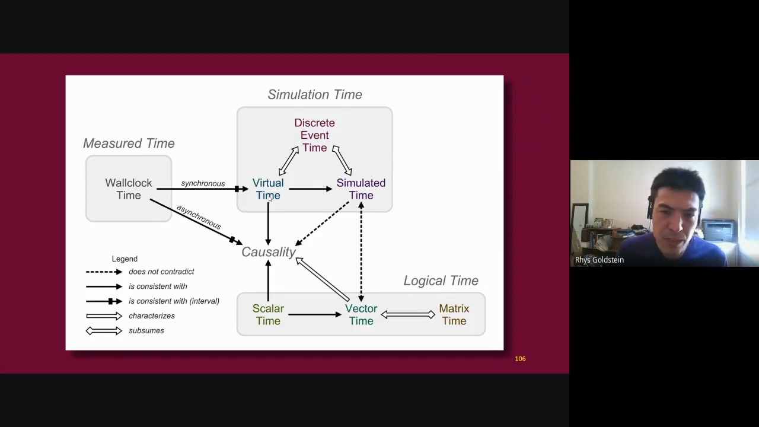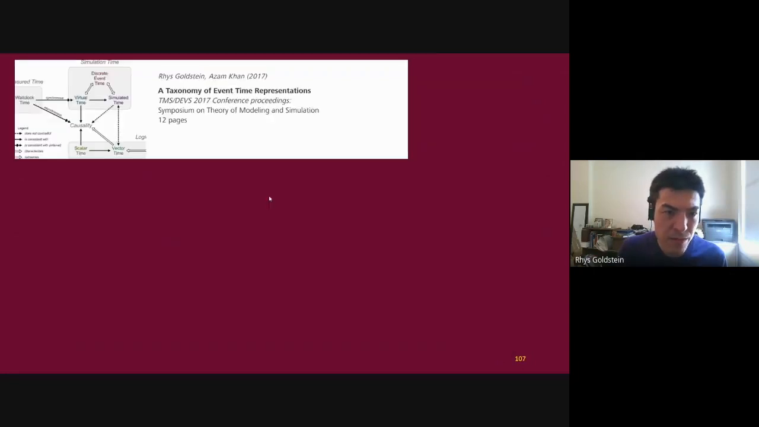So for example, discrete event time formally characterizes virtual time, and virtual time is consistent with simulated time, and simulated time does not contradict vector times. These are formal relationships that we proposed. So that's more of a complete work that I wanted to point out. If you want to read about that, it's in this paper, A Taxonomy of Event Time Representations.